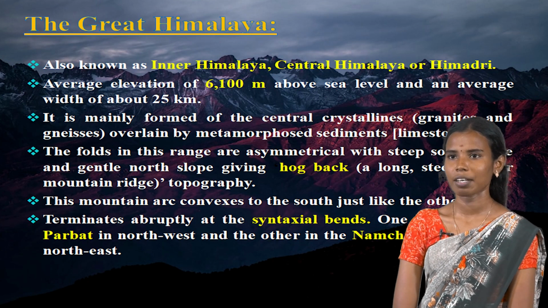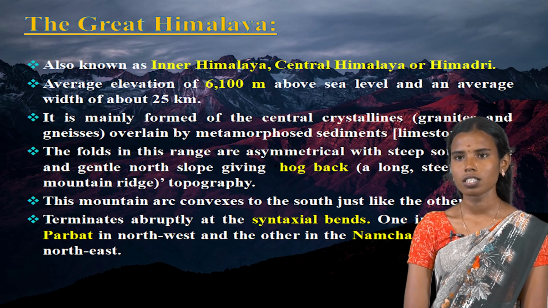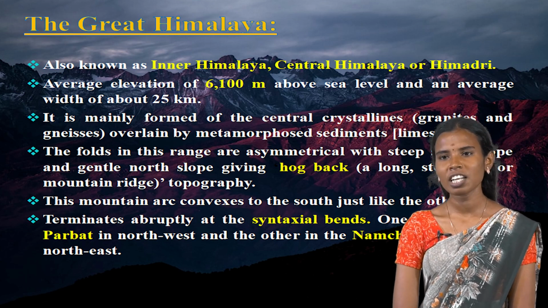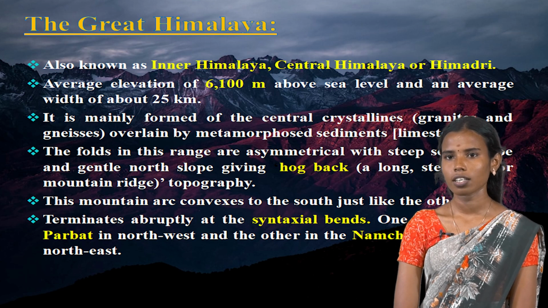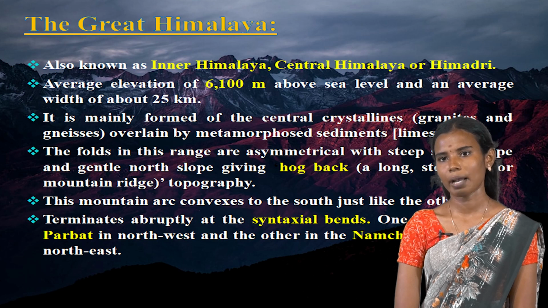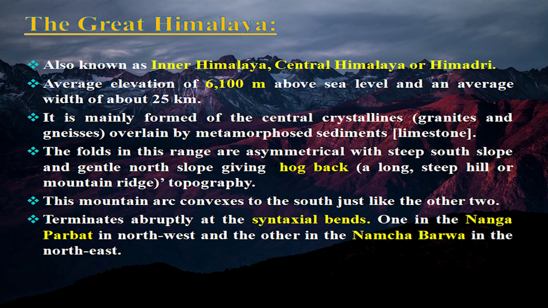Next one is the Great Himalayas, which is the central part of the Himalayas. Its average elevation is 6100 meters and its width is 25 km. It is mainly formed of central crystalline rocks like granites and gneiss, overlaid by metamorphic limestone. The folds in these regions are mostly asymmetrical, with a steep south slope and gentle north slope, giving hogback topography. These mountains are convex to the south, just like the other two, the Shivalik and the Lesser Himalayas.